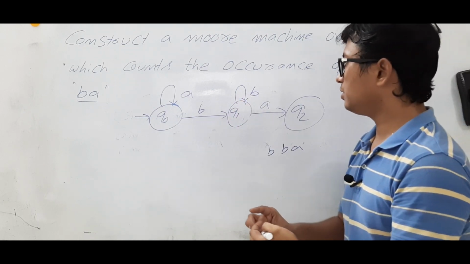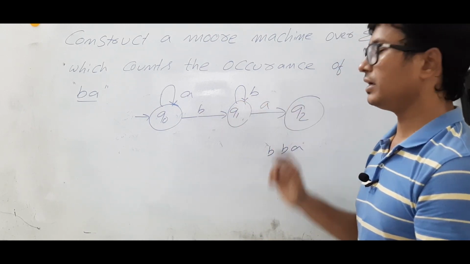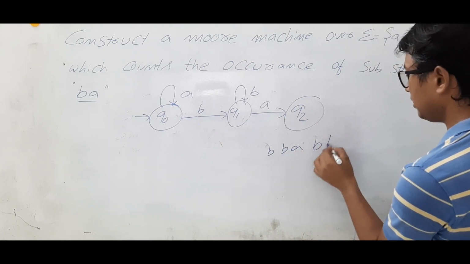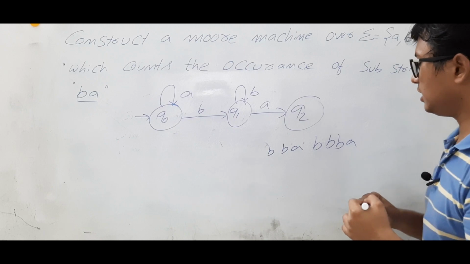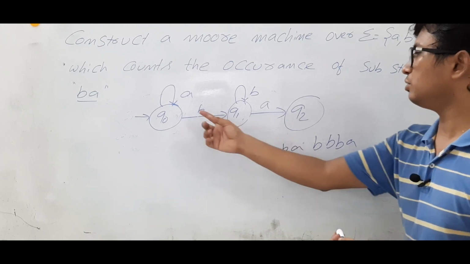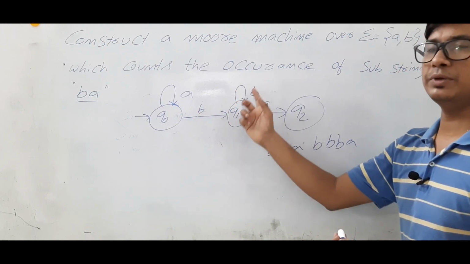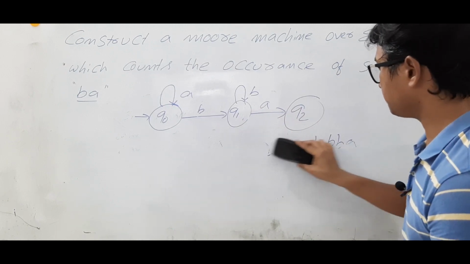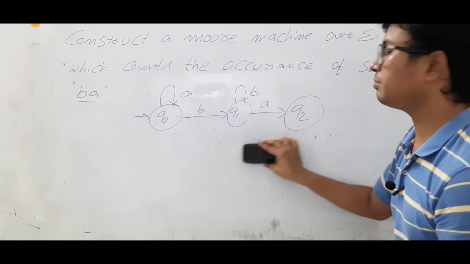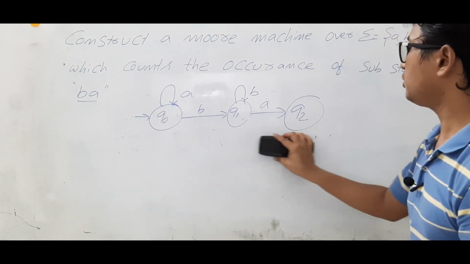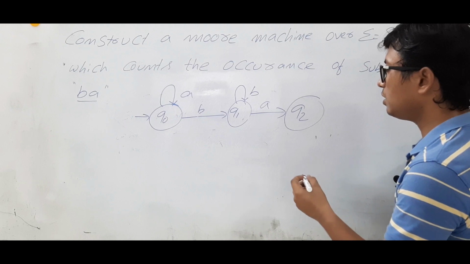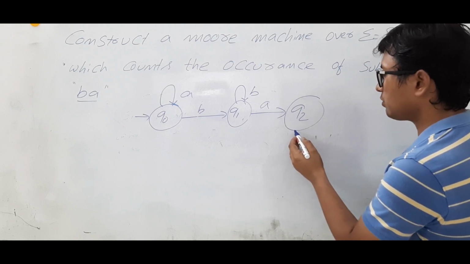Okay, so B, B, A, still it is ending with BA. So if you get B, B, BA, still it is ending with BA. So a single B, or two times B, is in Q1, and then on A you are reaching a state called Q2. So Q1 on A and B we have discussed. Q2 on A and B, what will happen? We will see.